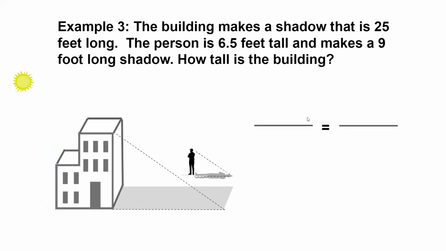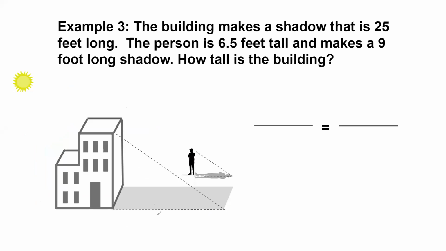Example 3. A building makes a shadow that is 25 feet long. The person is 6.5 feet tall, and makes a 9-foot long shadow. How tall is the building? So what's different about this problem? Well, our drawing is not labeled. Sometimes you might even get a problem like this without a drawing, and you kind of have to make a sketch. So it might be helpful to make one.